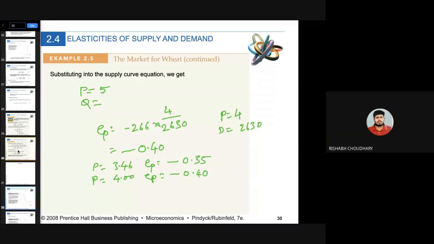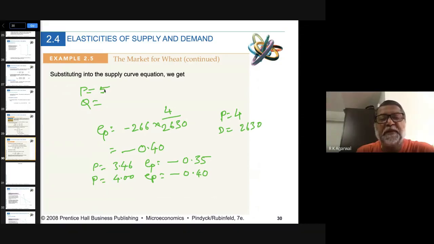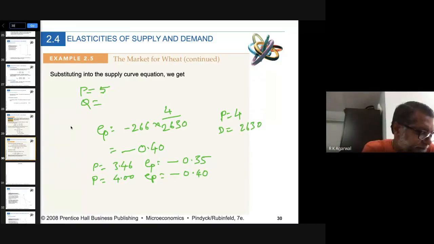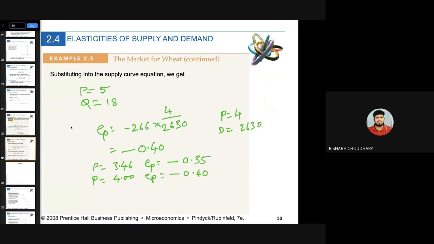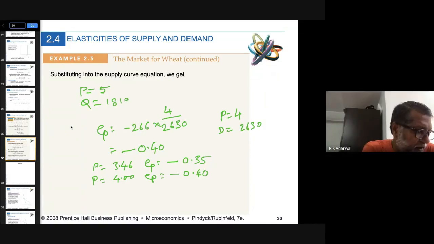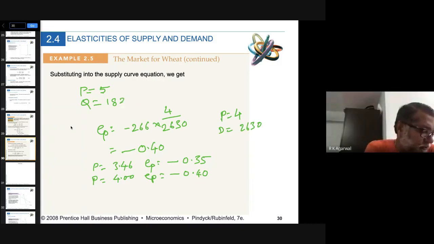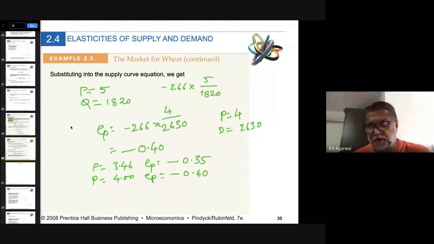So we have to calculate quantity demanded when price is 5. It is 1819.96. So let us take it as 1820. Now you calculate price elasticity: minus 266 into 5 divided by 1820. Is it more than 0.40 or not?